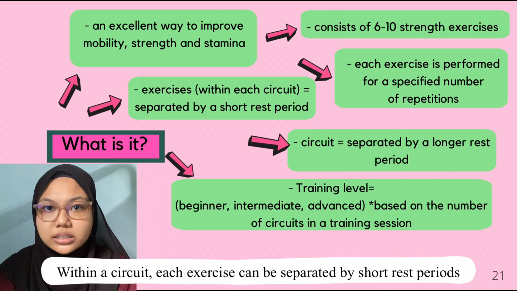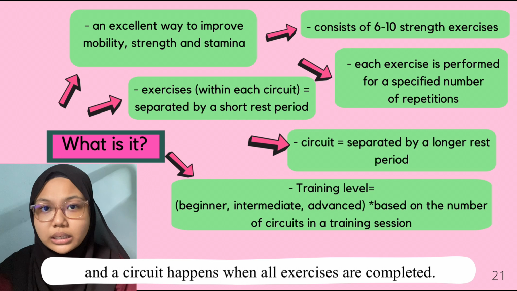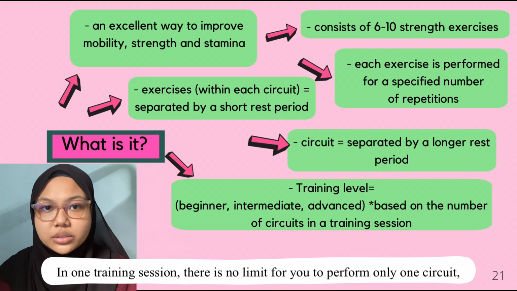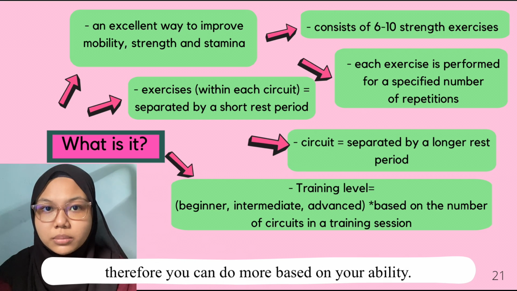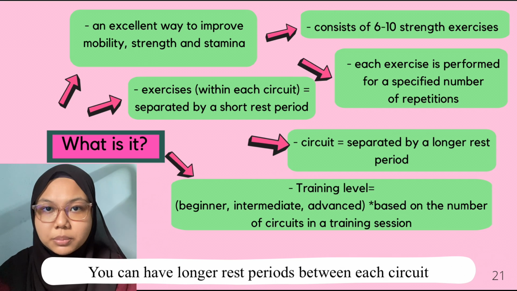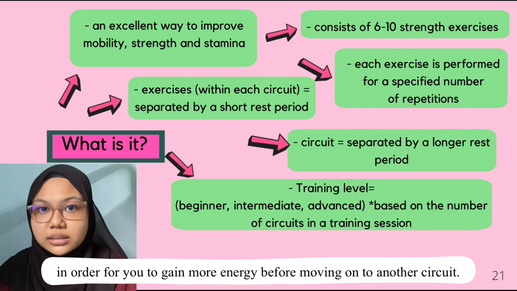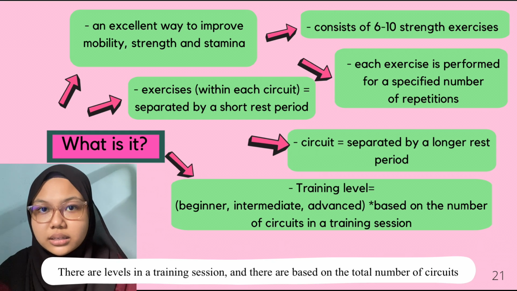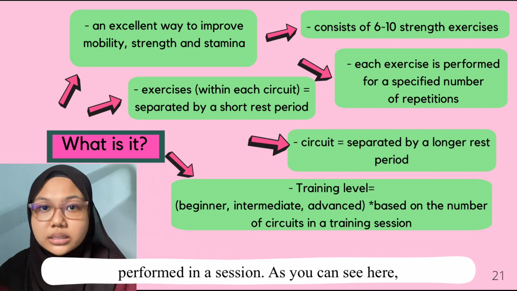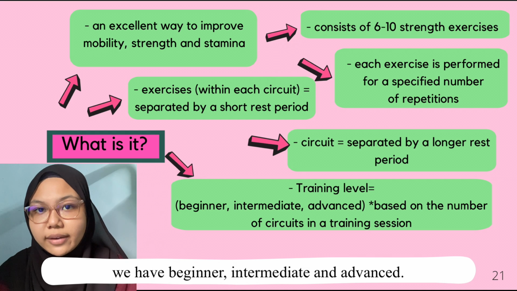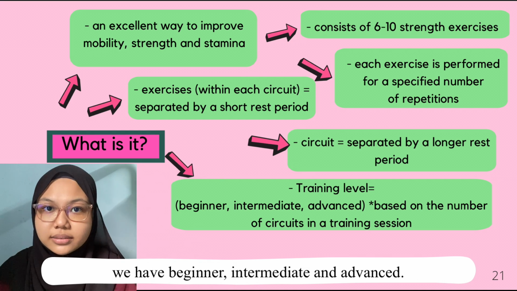Within a circuit, each exercise can be separated by short rest periods, and a circuit happens when all exercises are completed. In one training session, there is no limit for you to perform only one circuit. Therefore, you can do more based on your ability. You can have longer rest periods between each circuit in order to gain more energy before moving on to another circuit. There are levels in a training session, and they are based on the total number of circuits you perform in a session. As you can see here, we have beginner, intermediate, and advanced.